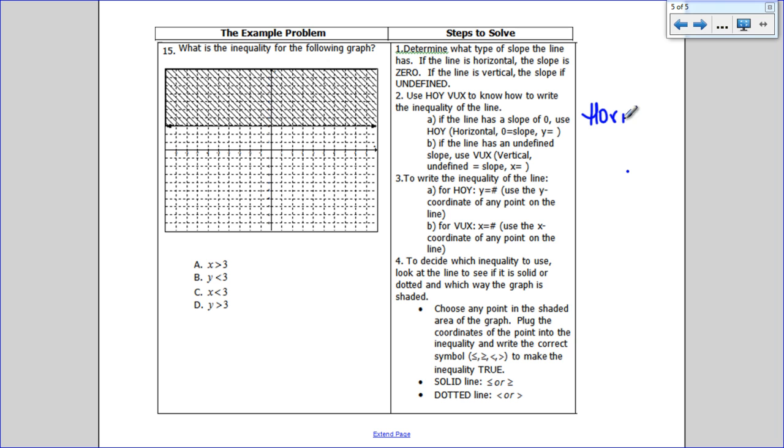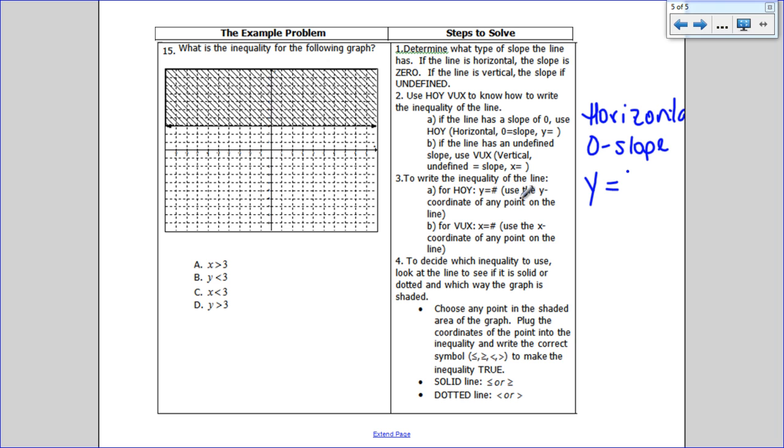So it's a horizontal line. I ran out of room. It's a horizontal line, so it has 0 slope. So step 2 says to use HOY VUX to know how to write the inequality of the line. Well, since it's a horizontal with 0 slope, that means I have to write it as y equals, or y with whatever symbol. If it had been vertical, then I would have to have used VUX, and so I would have to use x equals.